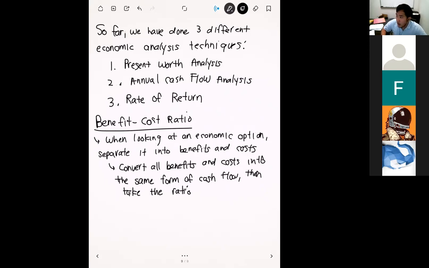You can either convert all of the benefits into a present worth and all the costs into a present worth, and that's a popular one. Or you can convert it to a uniform series too, and that would be the EUAB and the EUAC. And so the definition for benefit cost ratio.